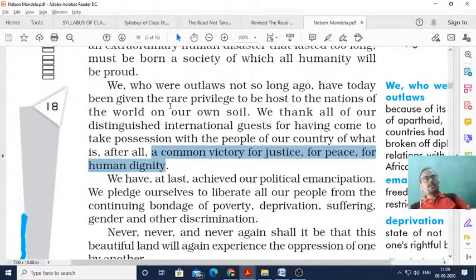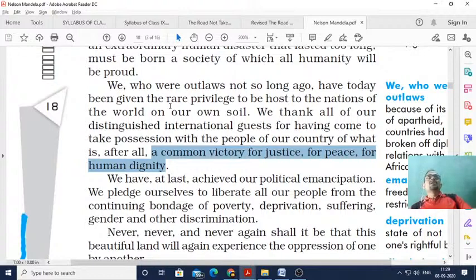Understood? But why does he say it is a common victory? Because it is the sacrifice of all the black people. The democratic setup is the outcome of the sacrifice of all the black communities, all the black people. Therefore, it's a common victory for justice, because they wanted justice, they wanted peace and human dignity.